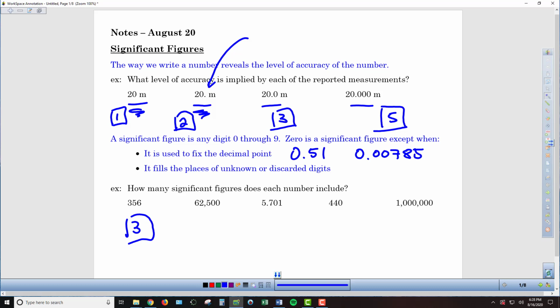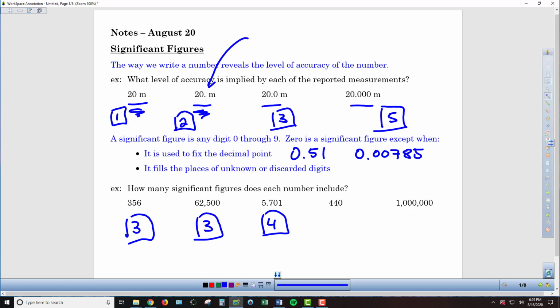In the second example, we also have 3 significant figures, because in this case, with no decimal point after the 62,500, we assume that those trailing zeros are taking the place of discarded digits. We only have 3 significant figures. If there had been a decimal point after it, then it would be 5 significant figures, but without it, there are only 3. For the next one, 5.701, that 0 in the middle of that number is significant, so we have a full slate of 4 significant figures there.